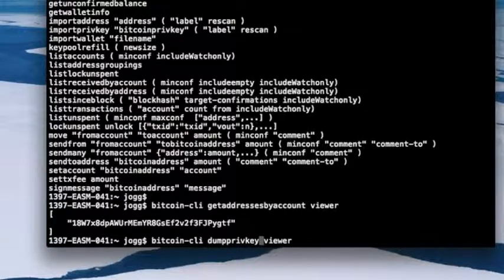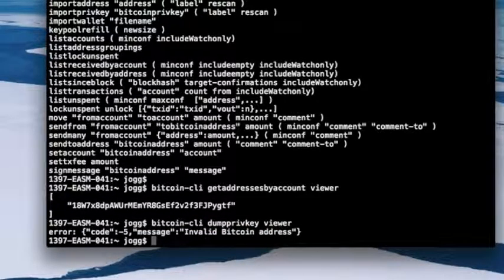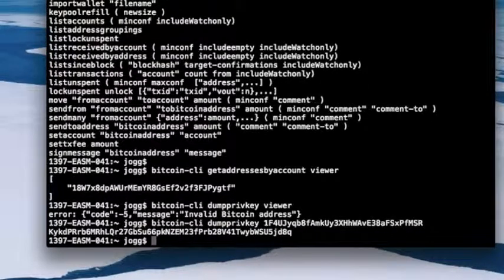Dump priv key. Invalid Bitcoin. Okay, dump priv key. So yes, now it's working. I don't know what happened. Probably there's another program running in the server which is extracting information by calling these JSON RPC commands, so probably it's a little bit noisy. So okay, let me do it again.